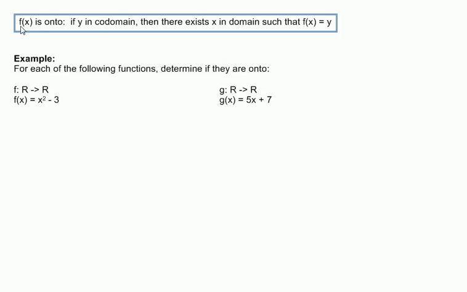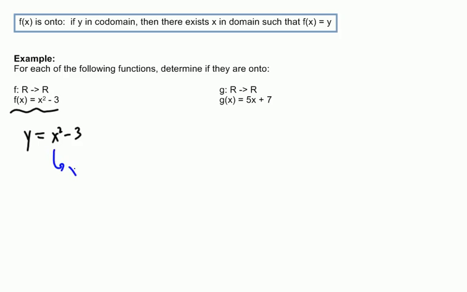So the way we're going to think about this for functions: f of x is onto if, for every y in the codomain, there must be some x in the domain such that f of x equals y. So let's take a look at these two examples. This will be a little bit easier than the one-to-one examples. Sometimes you have to just do this by exploration. f of x equals x squared minus 3. Are there any restrictions on what x squared minus 3 can do?